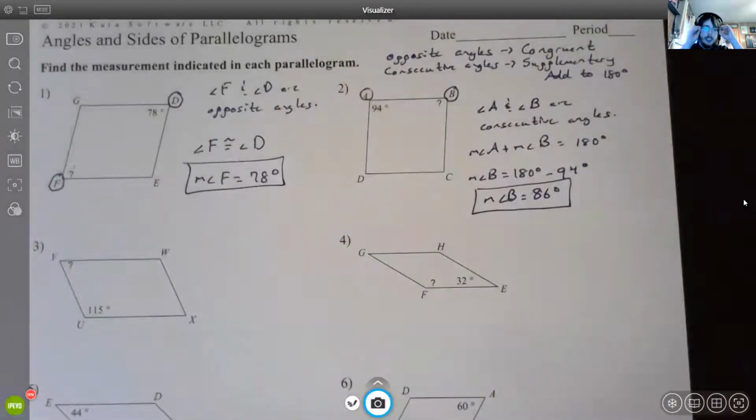So the important thing is to determine if they're opposite angles or consecutive angles, and based on that, they're either congruent or supplementary. That's going to be important for setting up equations as well, because inevitably you will have to do that.